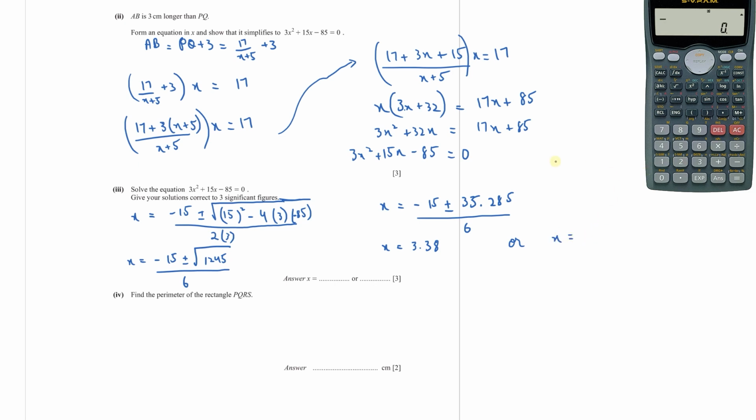Or I will get the other value. So this was minus 15 plus 35.285. Now I'm doing minus 15 minus 35.285, which is minus 50.285, divided by 6. So this divided by 6 will be 8.38. So this will give me negative 8.38.